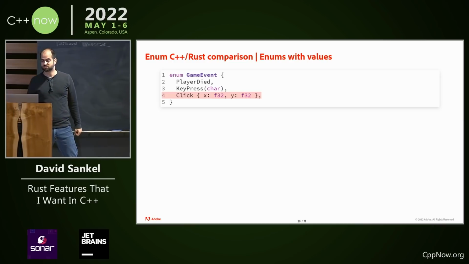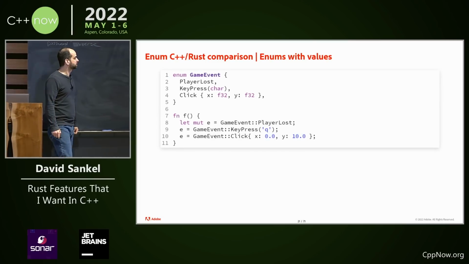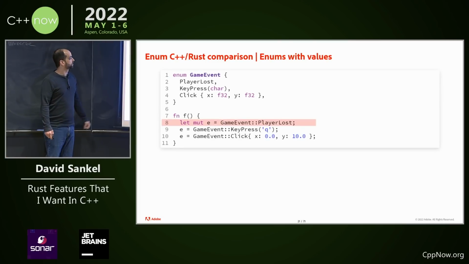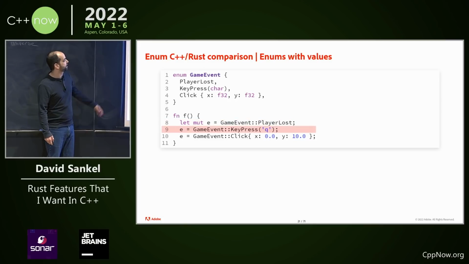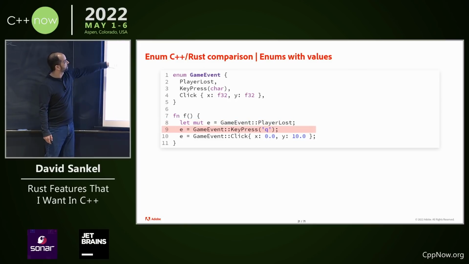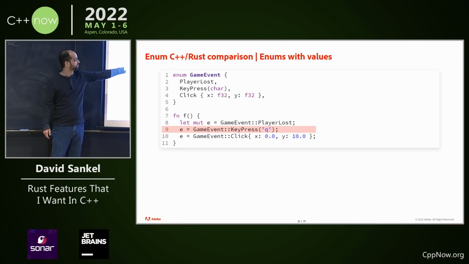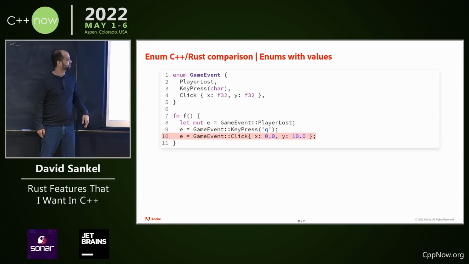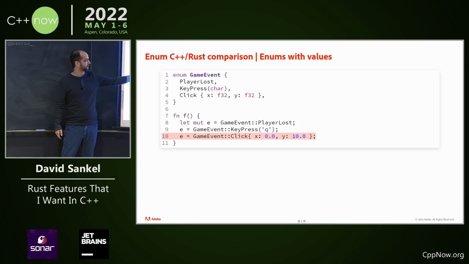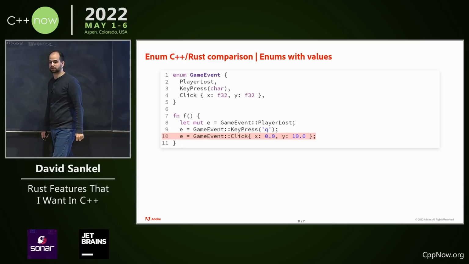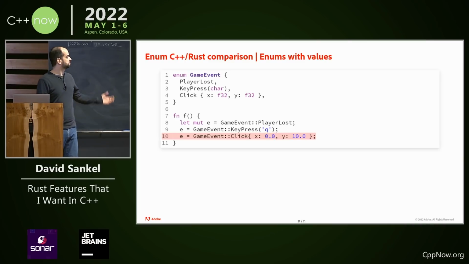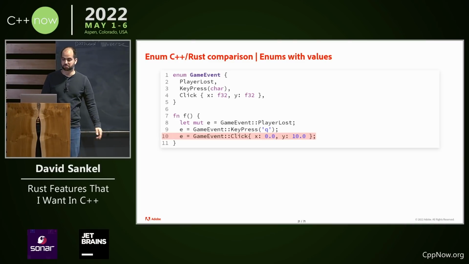Okay, cool. So how do we use this thing? Well, this is just like the simple enum case. You just assign something. If I want to make it a key press, then I just pass in the parameter for what I want the value to be when it's that alternative. And then similarly for the click event, I say I want X to be 0, Y equal to 10. So this is basically a feature of Rust, which I think is pretty cool.